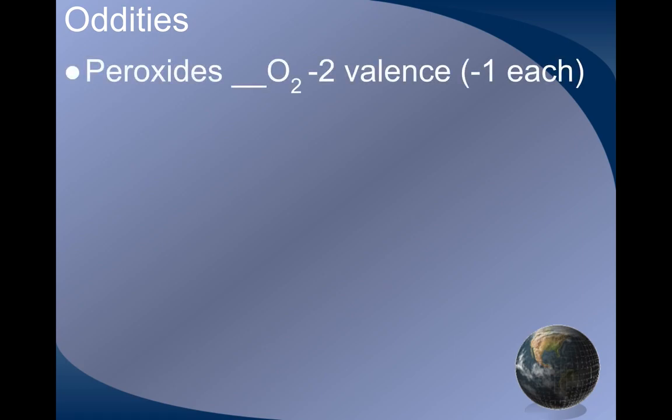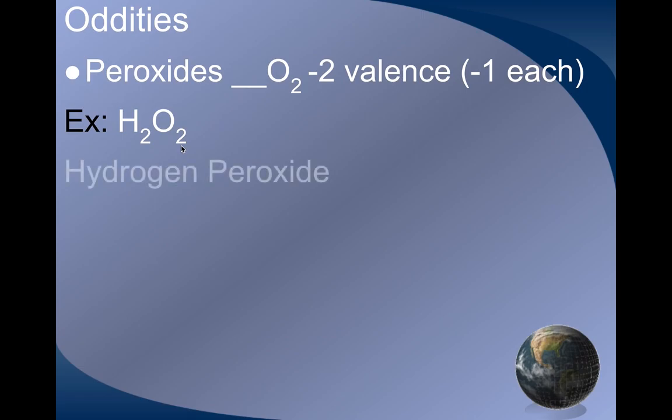So, if you see something in the first two columns of the periodic table with an O2, we call that a peroxide. And in here, even though the whole group has a -2 valence, each oxygen has a -1 valence, where it should normally have a -2. So instead of calling this hydrogen oxide, we call it hydrogen peroxide because of the O2. Same thing if you had a calcium with an O2, the valence of each individual oxygen atom is -1, so we call that calcium peroxide.